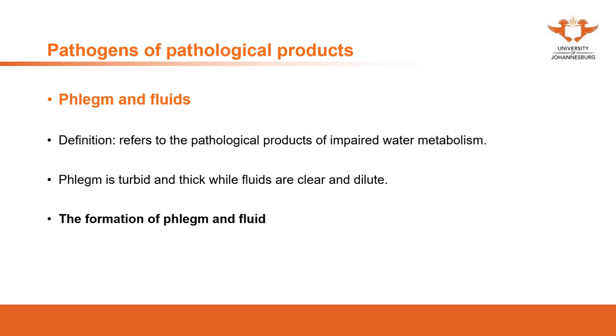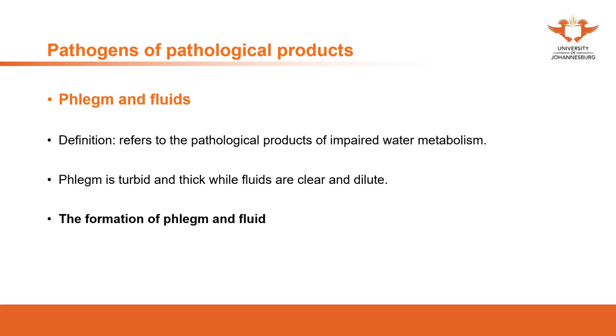In other words, if the water metabolism is normal, then it is the body fluid or blood in the body that we need. It's the liquid form, it's something we need. But if this water metabolism is impaired or abnormal, we will have problems. And this abnormal water in the body, we call phlegm or fluids.